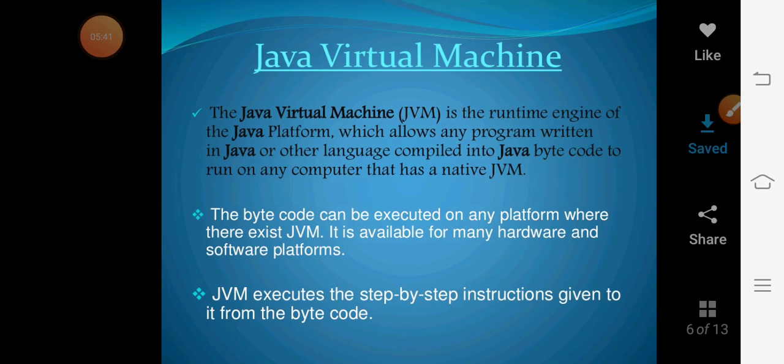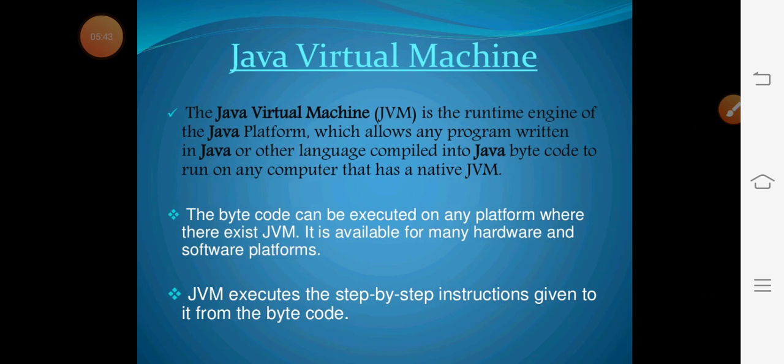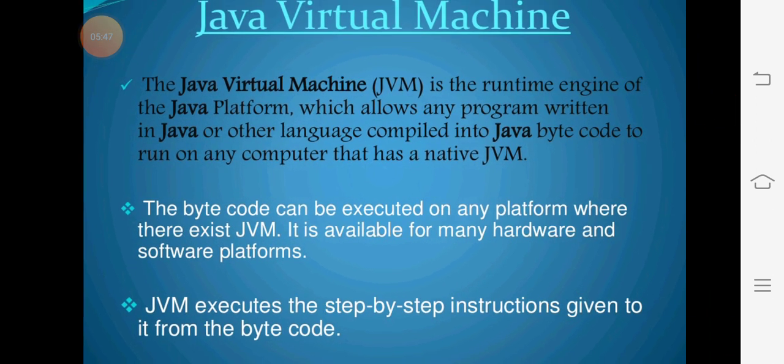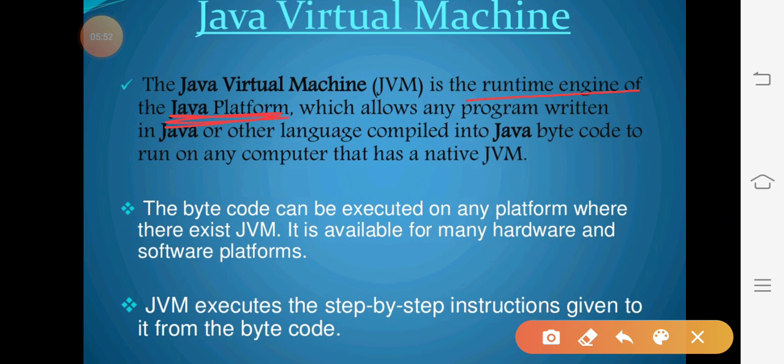So it is what, virtual machine here. Moving on to next, Java Virtual Machine. Java Virtual Machine, JVM, is the runtime engine of Java platform. ठीक है, प्लेटफॉर्म मतलब, प्लेटफॉर्म का मतलब होता है कि जिस पे आपके प्रोग्राम्स रन करते हैं, ठीक है, that means the basis on which all your programs run and execute. So it works as a runtime engine for you, जहाँ पे आपके जावा प्रोग्राम्स रन कर रहे हैं उसके लिए एक इंजन की तरह काम करता है, which allows any program written in Java and other languages compiled into Java bytecode.